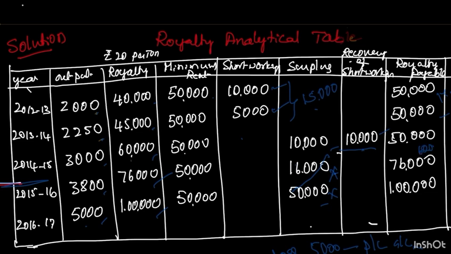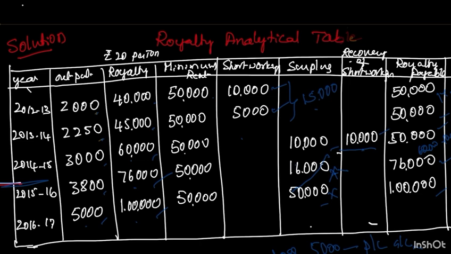Okay, 60,000 minus 10,000, so you are going 50,000. Here there is a surplus, but still you have not utilized this. So 76,000 is completely paid as royalty. Here 1 lakh, again completely paid as 1 lakh. Okay, the surplus is not utilized for adjusting the short workings. Okay, clear about this?